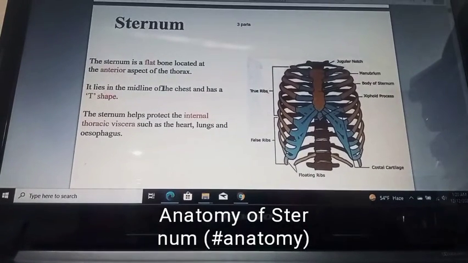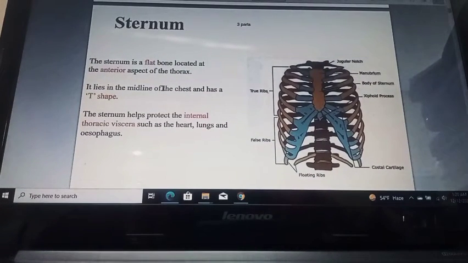Hello everyone. In the name of God, we'll talk about the anatomy of the sternum. First of all, we will see that the sternum has three parts. The first one is the manubrium, the second one is the body of the sternum, and the third one is the xiphoid process. So we'll see here a general view of the sternum.